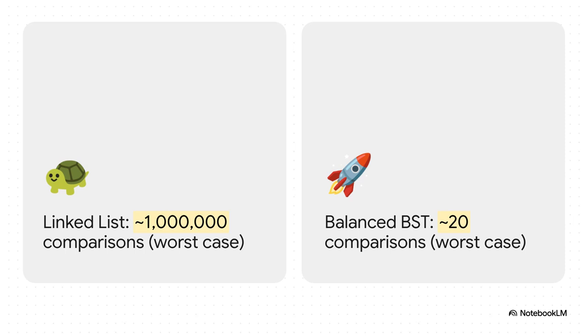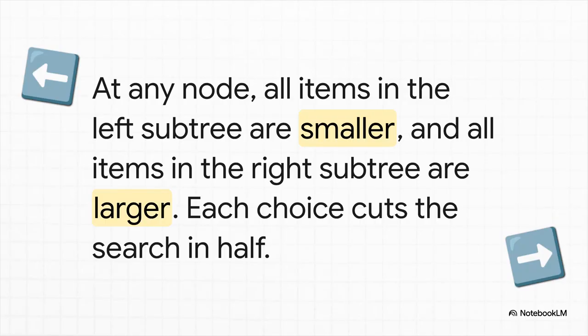So, how is that even possible? The magic is all in the organization. A BST is a tree of nodes that follows one simple but incredibly powerful rule. For any node you pick, everything in its left branch is smaller and everything in its right branch is bigger. So when you search, you start at the top and you ask one question. Is my target bigger or smaller than this node? If it's smaller, you go left. Bigger, you go right. With every single choice, you throw away half of the remaining data. It's basically the game 20 questions for your computer.